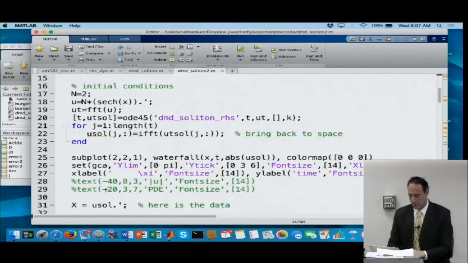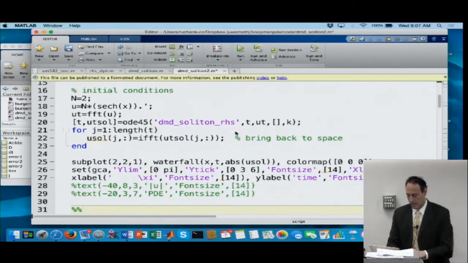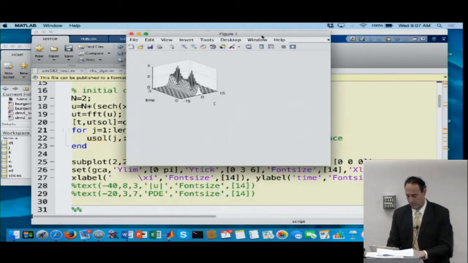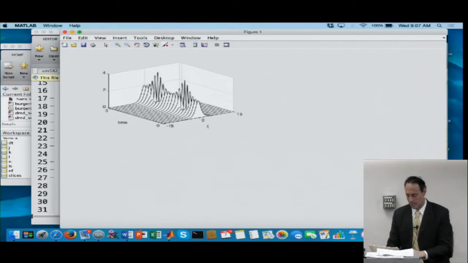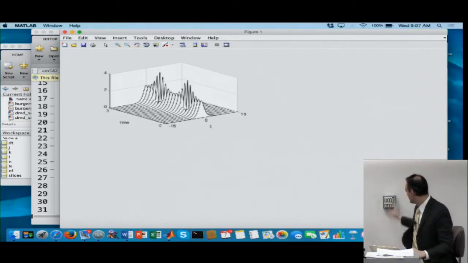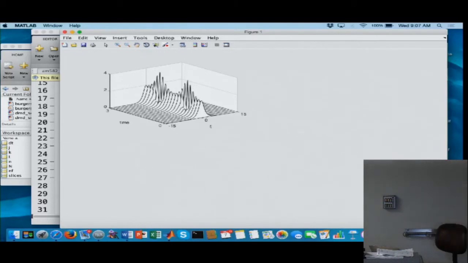All right, let me just plot what it does. Okay, right here, run section. I just want to show you the evolution of this thing. Okay. Here's what it does. I ran it from time 0 to time pi. It's doing some kind of breathing, essentially. That's what it's doing there.